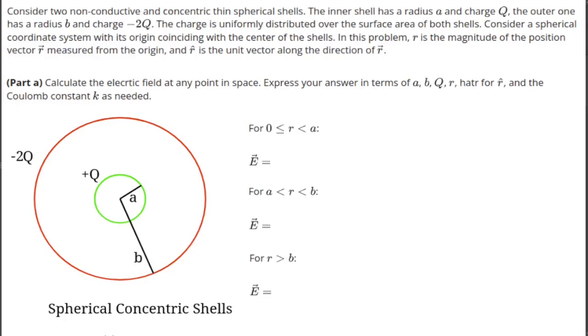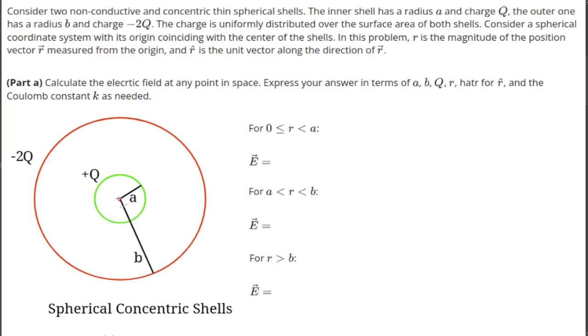Consider two non-conductive and concentric thin spherical shells. The inner shell has a radius a and charge q, and the outer shell has a radius b and charge minus 2q, and the charge is uniformly distributed over the surface area of both shells. Consider a spherical coordinate system with its origin coinciding with the center of the shells.